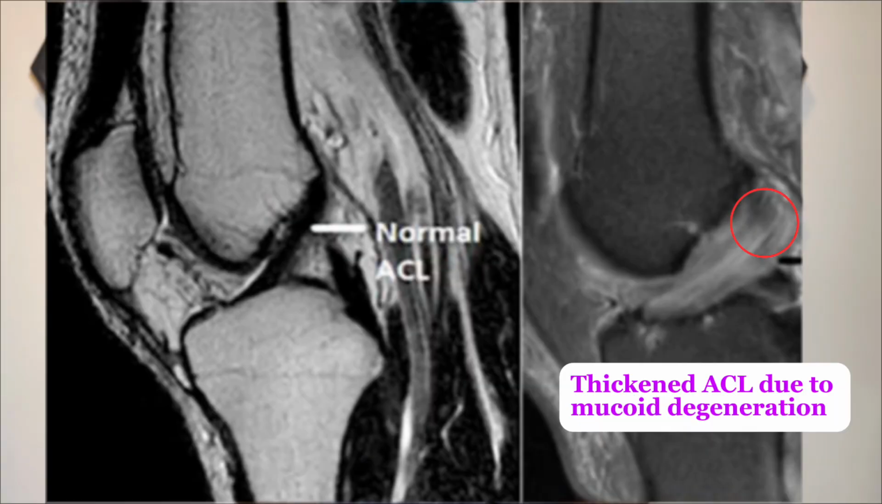What is mucoid degeneration of the ACL? This is also very commonly mentioned on your knee MRI reports. And this one frightens a lot of people unnecessarily. Mucoid degeneration means that the ACL looks kind of thickened and bright on the MRI, but the fibers are still intact.